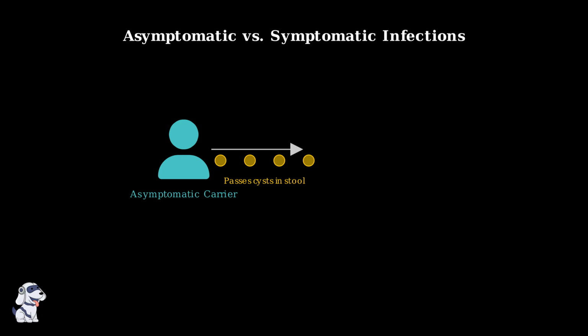But here's the important thing to understand about asymptomatic carriers. Even though they feel perfectly fine, they're still spreading the infection. Asymptomatic carriers continuously pass infectious cysts in their stool. They become unknowing sources of infection, spreading the parasite to others through contaminated food, water, or poor hygiene.